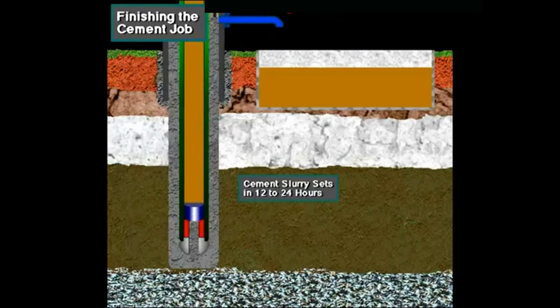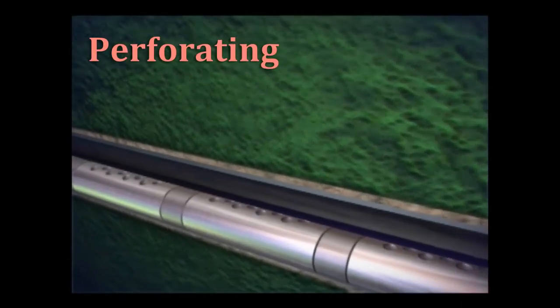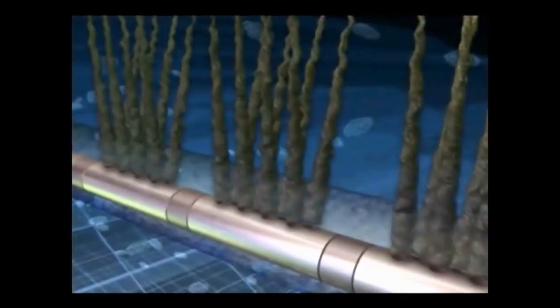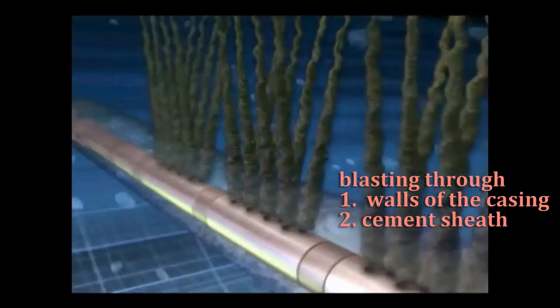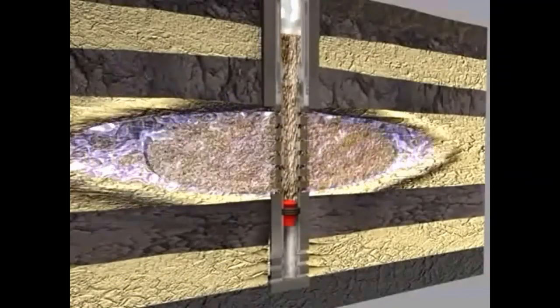the cement can set. With the cemented casing in place, the next task is to perforate the casing in the zone of interest, now called the pay zone. Perforating means that the hole is passing through the walls of the casing, the cement sheath, and continuing on for about 1 meter into the formation rock. It is through these holes that hydrocarbon fluids will pass to the surface when production begins.